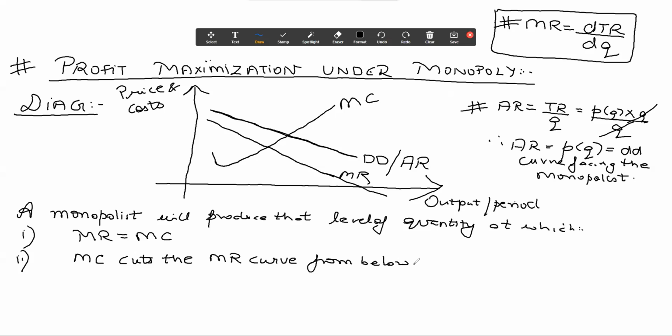A monopolist will produce that level of quantity at which MR is equal to MC. So in the diagram, you can see MR is equal to MC at this point, quantity produced by the monopolist, and the price charged by the monopolist will be given by the demand curve. Now, if I extend it to the demand curve, this is the price charged by the monopolist, PM.